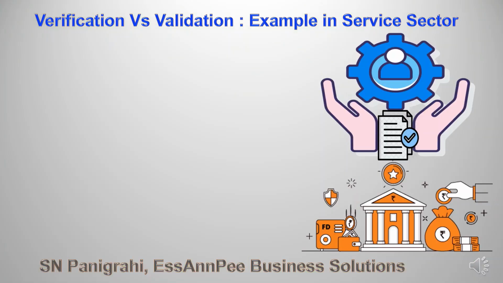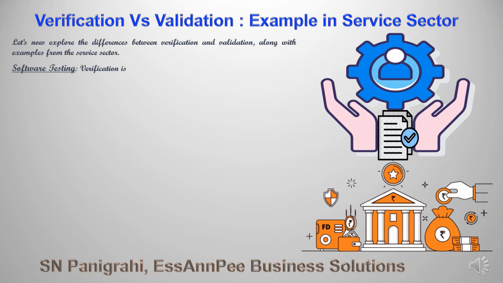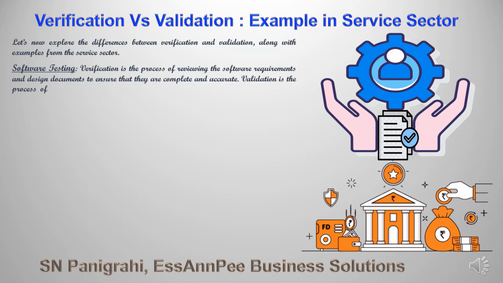Let's now explore the differences between verification and validation, along with examples from the service sector. Software testing. Verification is the process of reviewing the software requirements and design documents to ensure that they are complete and accurate. Validation is the process of testing the software in real-world scenarios to ensure that it works as expected and meets the customer's needs.